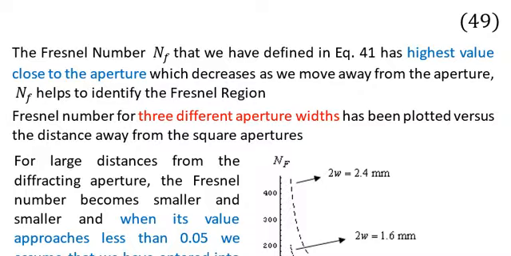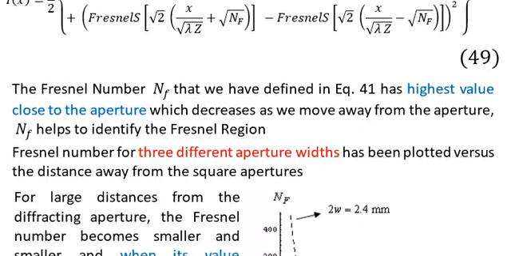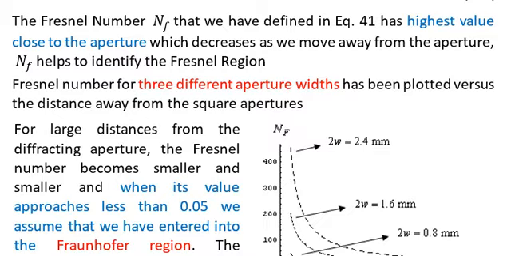The Fresnel number, as you know, is present in equation number 49. The Fresnel number NF that we have defined in equation number 41 has its highest value close to the aperture, which decreases as we move away from the aperture, and NF helps to identify the Fresnel region. The numerical value of NF will decide whether we are in the Fresnel region or we have gone into the Fraunhofer region. The discussion below will make it clear.